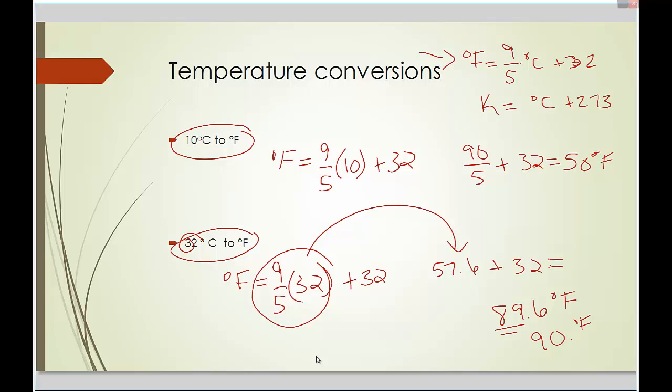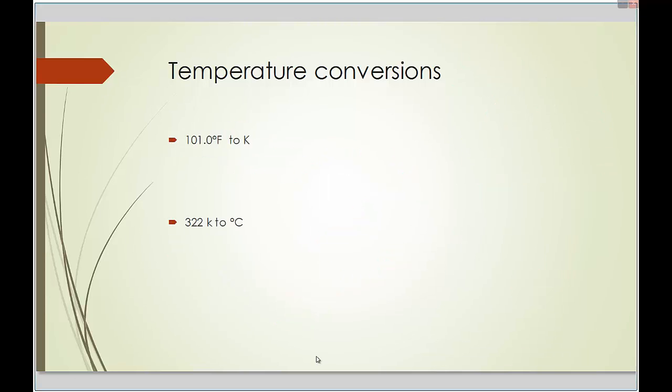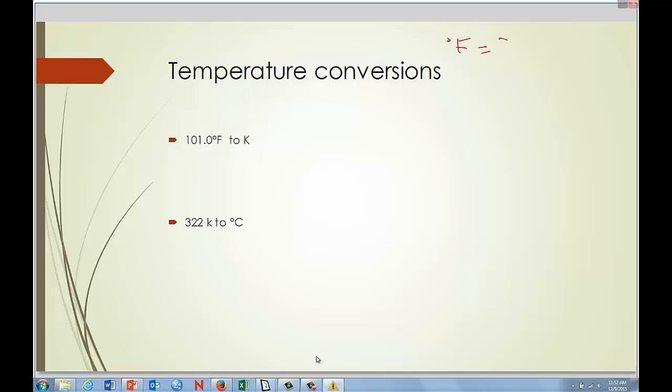Alright, and these are going to be the last 2 for this video. 101.0 degrees Fahrenheit. And we're trying to get to Kelvin. Remember, we have 2 different equations. Degrees Fahrenheit is equal to 9/5 degrees Celsius plus 32. And Kelvin is equal to 273 plus degrees Celsius. So we have Fahrenheit to Kelvin. That means we're going to have to use both equations in this question.